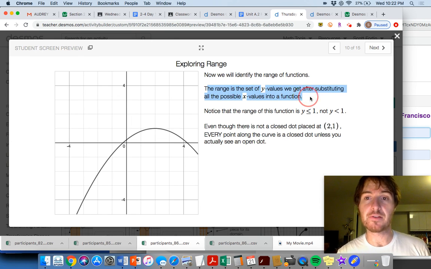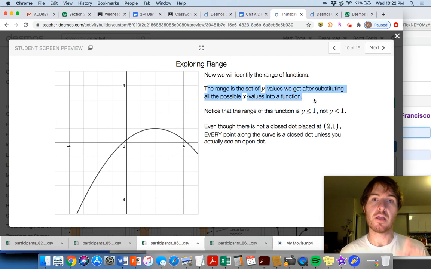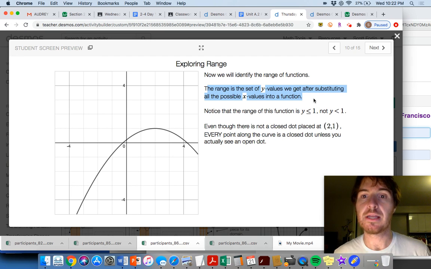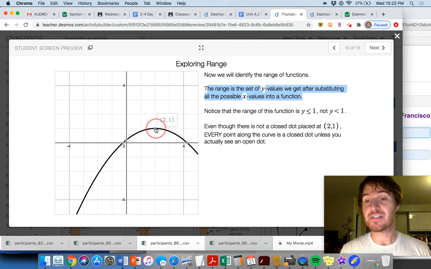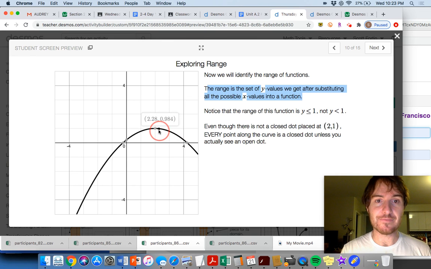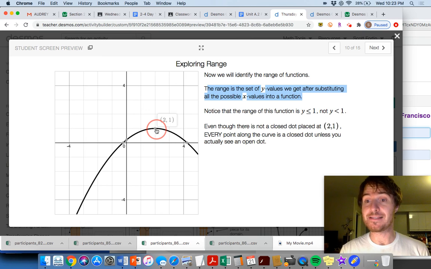So let's check out what they say here. The range is a set of all y values we get after substituting all the possible x values in the function. Notice that the range of this function is y is less than or equal to 1, not y is less than 1. Why? Well, I don't see a closed dot, but I don't see an open dot either, right? So it looks like this vertex here is at (2, 1). So when x is the input of 2, y is the output of 1. So that means that 1 is inclusive to the range, right? Because the y is 1 there on the function.